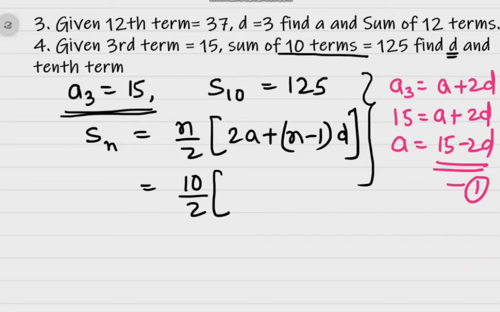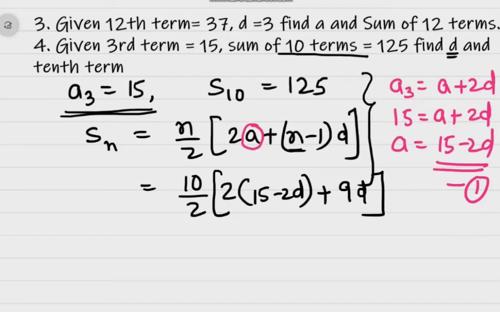And you can put the value of a here. So what you are getting? Here you can put 2 into (the value of a, 15 minus 2d) plus (n is 10, so 10 minus 1, that is 9) into d. Now children, see, 2 ones are 2 and 2 fives are 10. You are left with 5. In the bracket, 2 fifteens are 30 minus 2 twos are 4, 4d plus 9d.